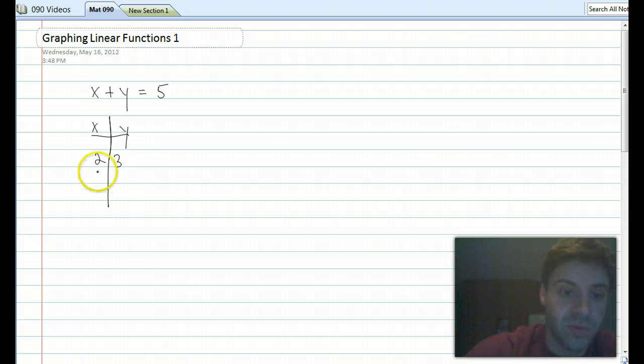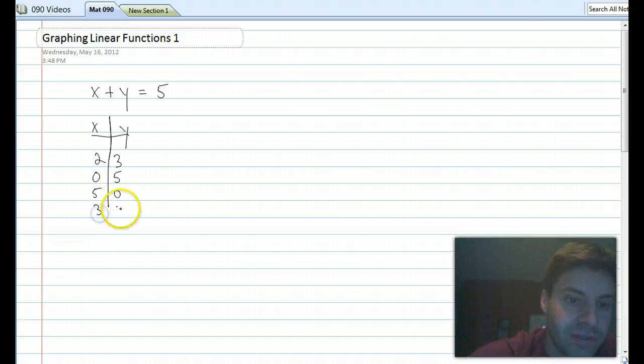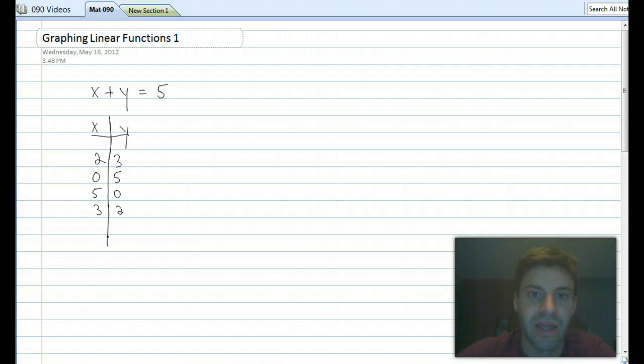Another simple example would be 0 and 5. Those two numbers add up to 5. An x and y that add up to 5 could also be 5 and 0, or 3 and 2. And maybe I'll throw in a negative number just so you can see that these are possible. If x is -1, y would have to be +6 in order for those two numbers to add up to 5.